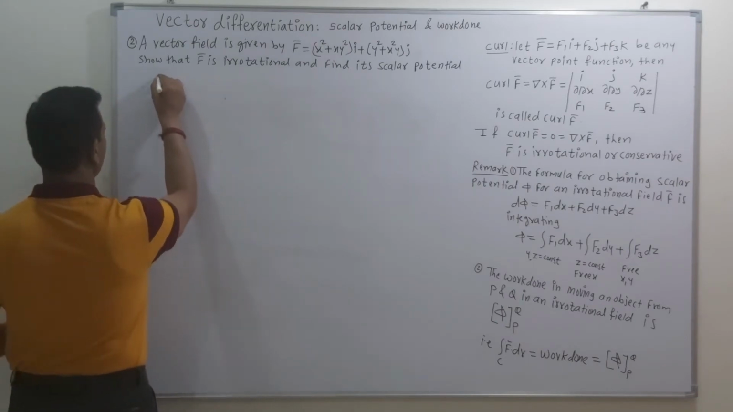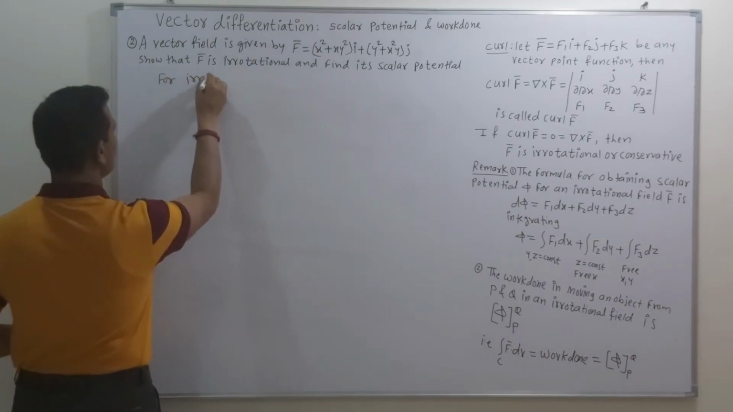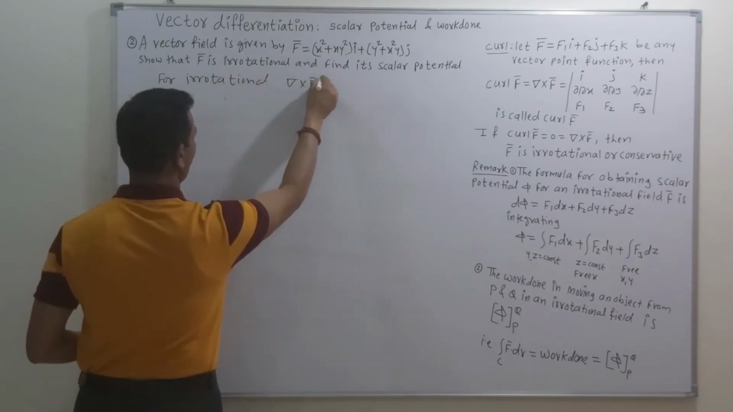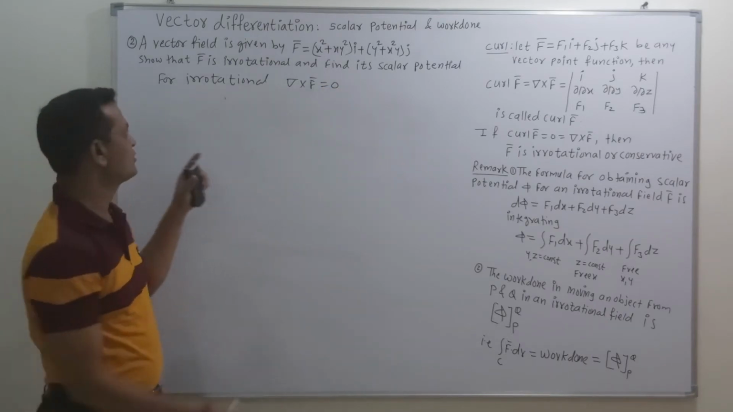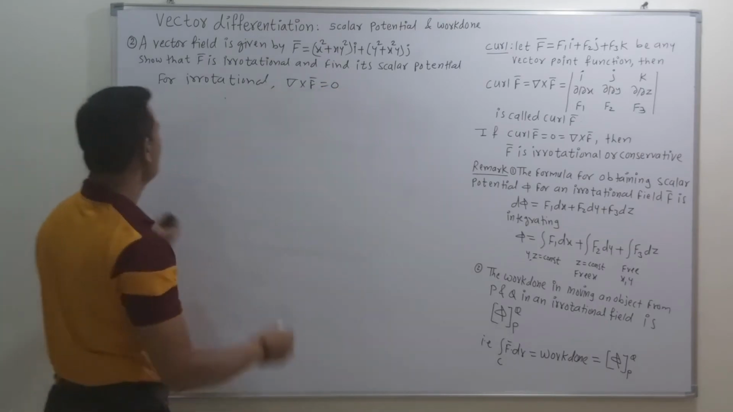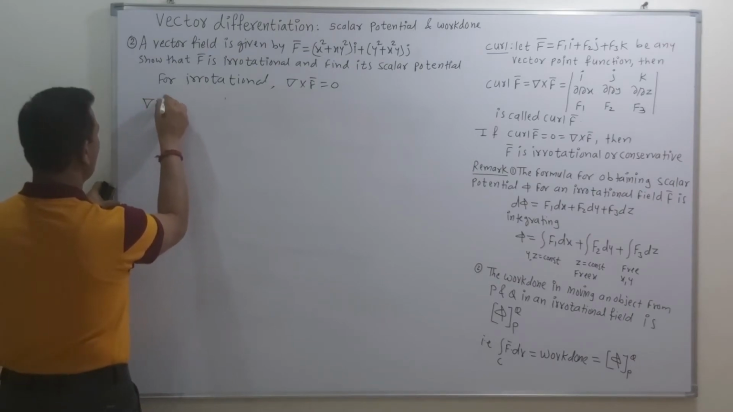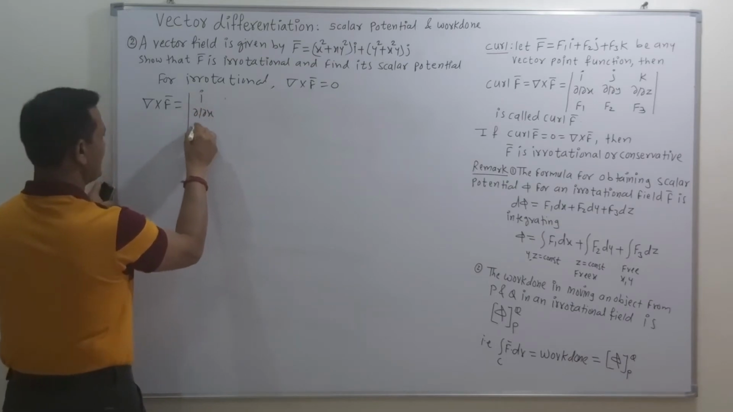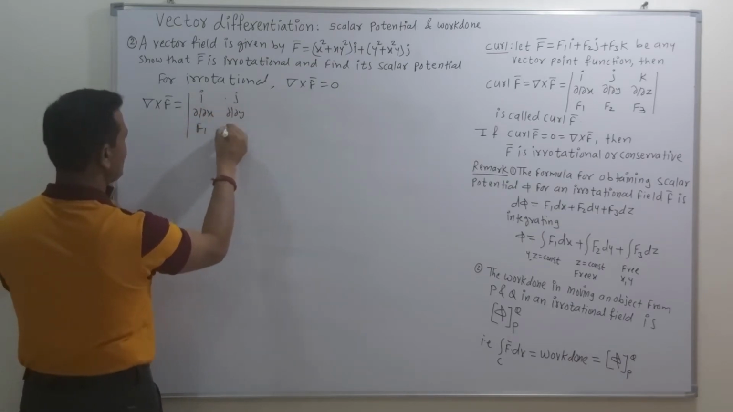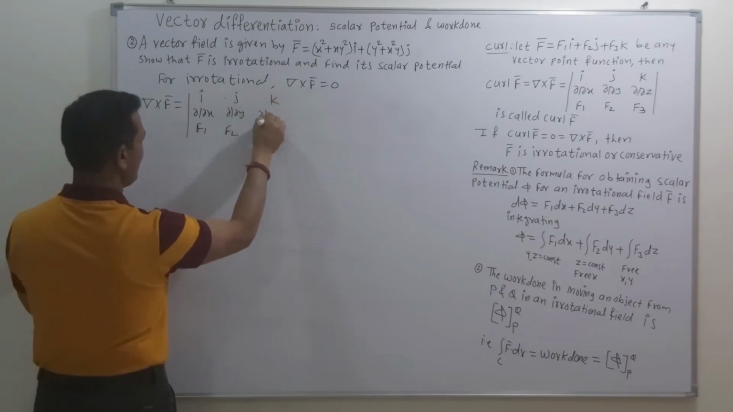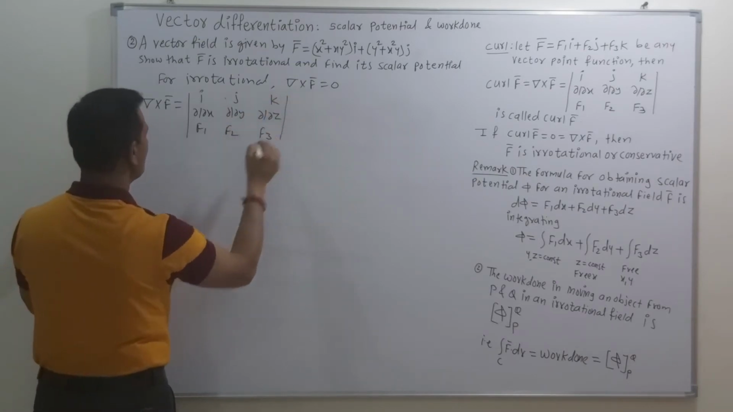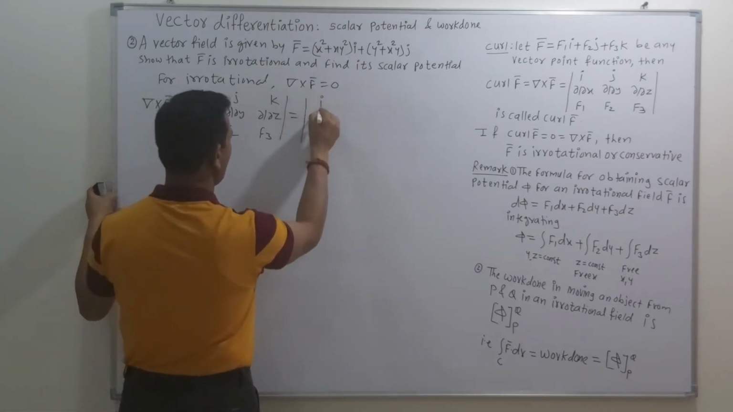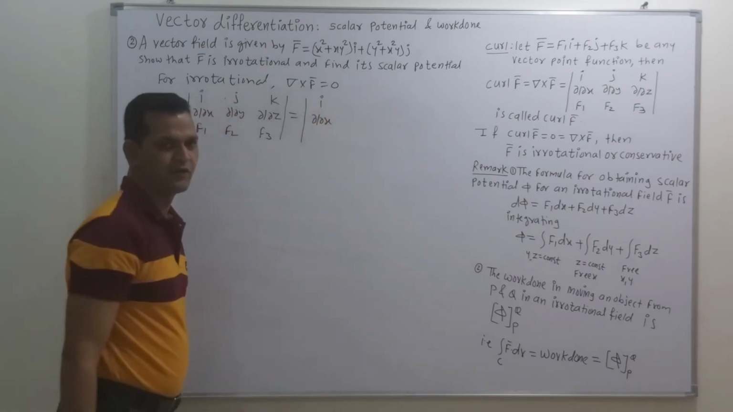So we know that for irrotational, the value of del cross f bar is equal to 0. That means our first aim is to show that the value of del cross f bar is equal to 0. So if we try to find this value, then del cross f bar is equal to i partial derivative with respect to x of f1, j partial derivative with respect to y of f2, k partial derivative with respect to z of f3. So our aim is to show that this value is 0. Now just put the values, so we can write this as i, then partial derivative with respect to x of f1.